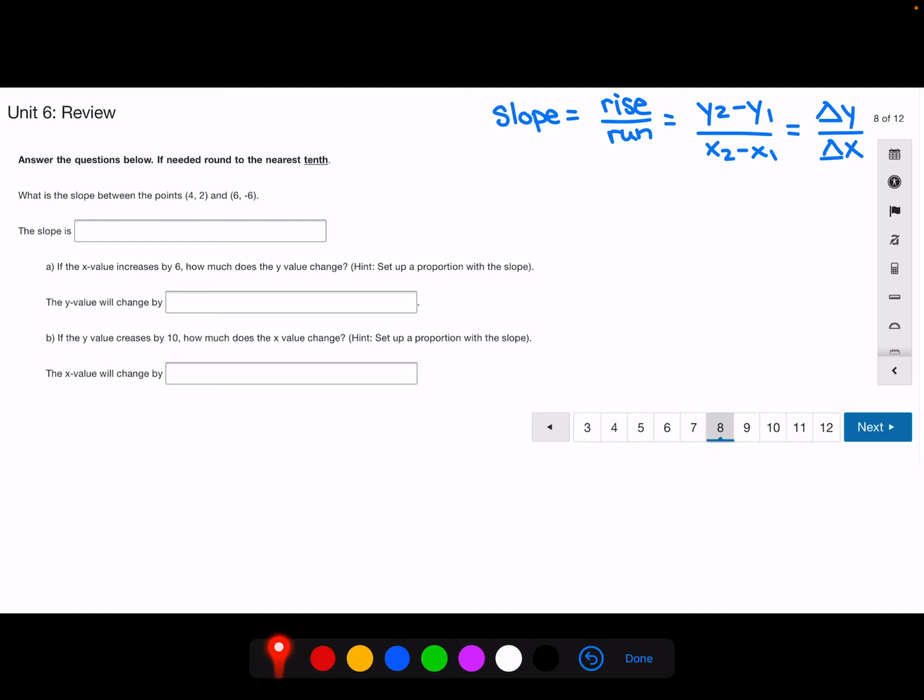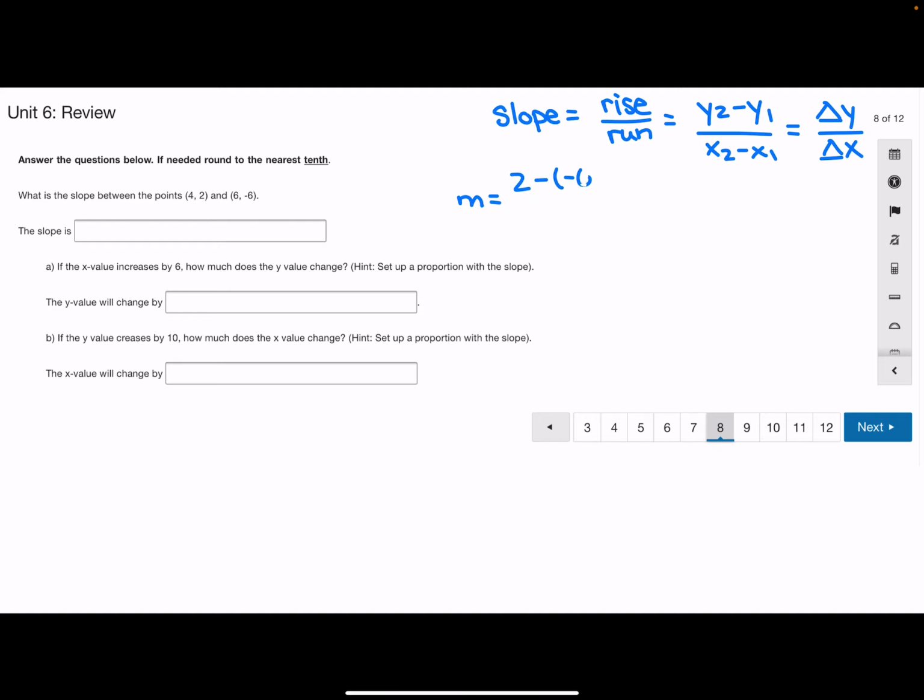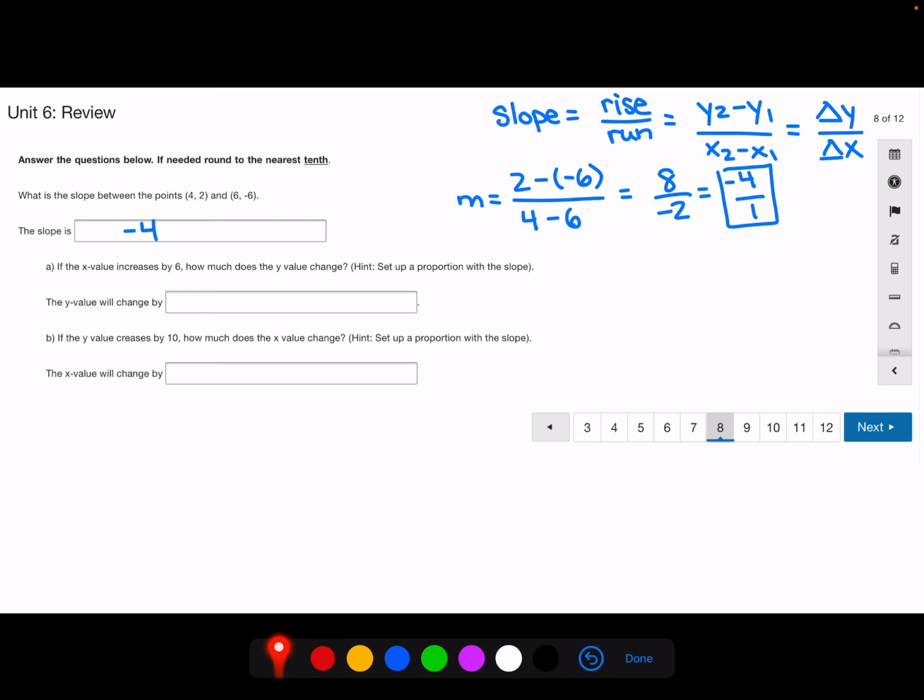So we're going to go ahead and use our slope formula to find slope. That will give us 2 minus negative 6 over 4 minus 6. If we see a double negative, of course that changes to a plus. So 2 plus 6 is 8. 4 minus 6 is negative 2. Simplifying down this fraction, we get negative 4 over 1. So therefore, our slope is negative 4, because we're rounding to the nearest tenth.